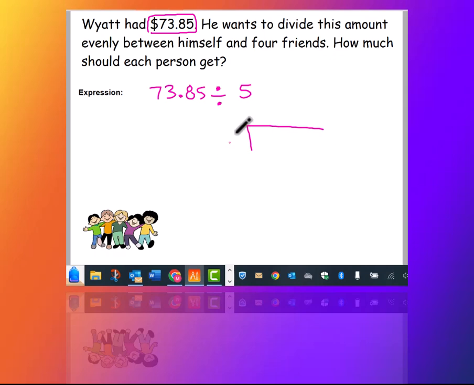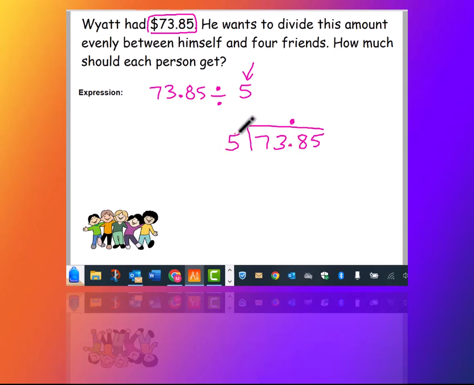Set up your long division. The divisor is the second number. Is it a whole number? Yes. So we do not need to move any decimal point. The dividend, we just write it exactly like it is, 73 85 hundredths. Bring that decimal point straight up to the answer line, nice and large.